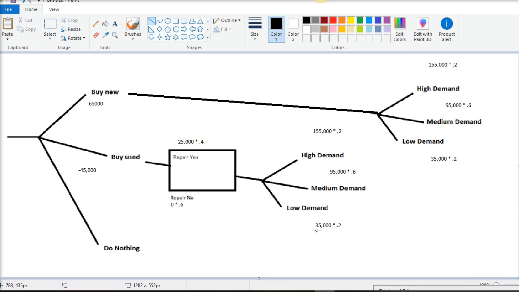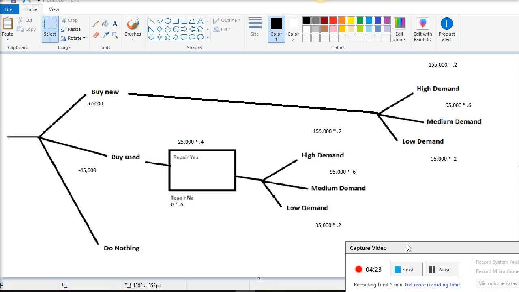So what you'll need to do is take 35,000 times 0.2 plus 95,000 times 0.6 and 155,000 times 0.2, and then you would subtract the cost of a repair, which is 25,000 times 0.4, and then you'd subtract from that the 45,000 to buy it used, and you would get an estimated expected monetary value for buying used. Then you'd also have an expected monetary value for buying new. You'd compare those two, and you'd do the one that gives you the most money. And I will post the answer to this problem in Canvas.